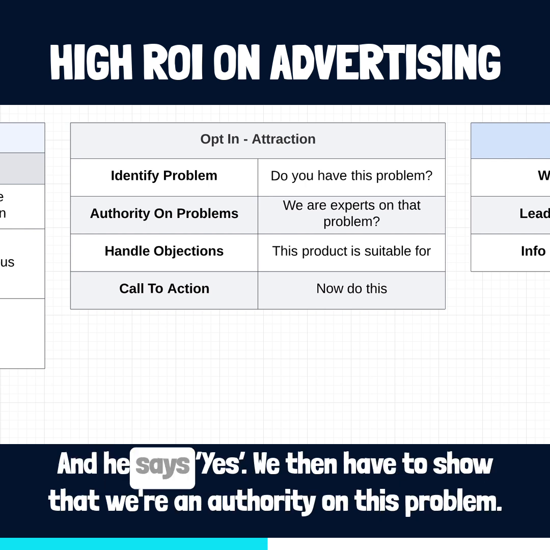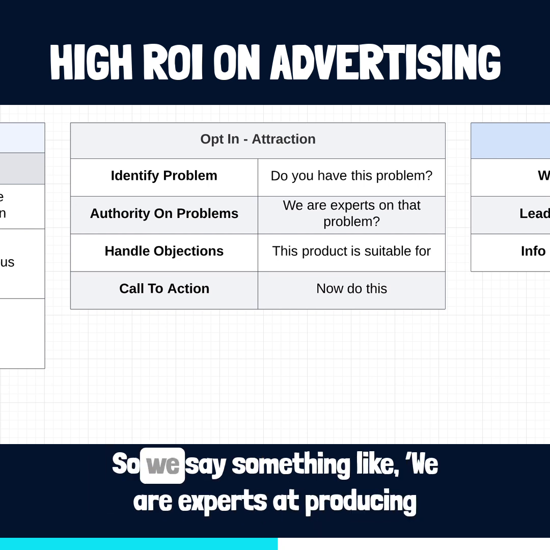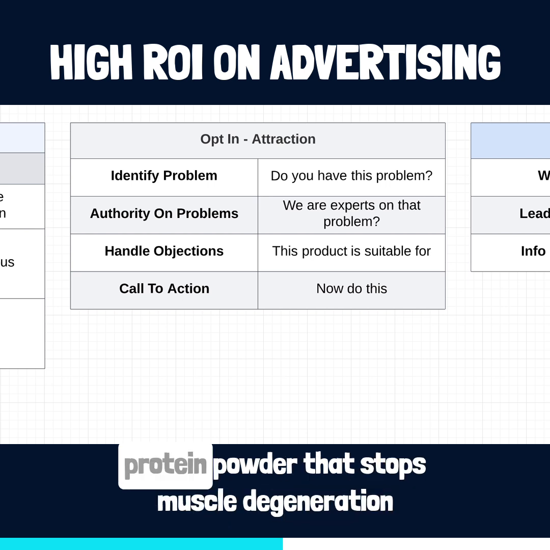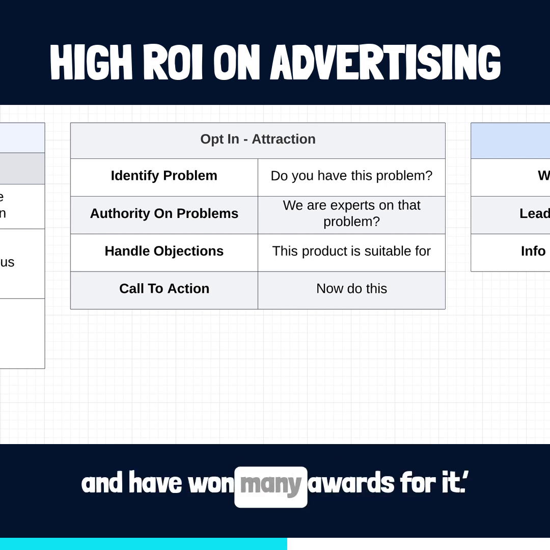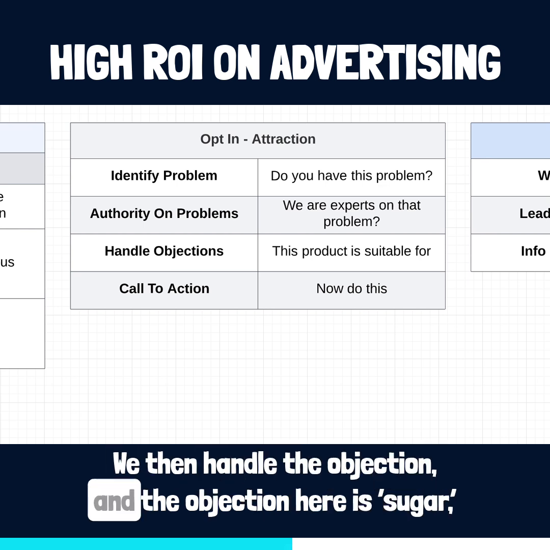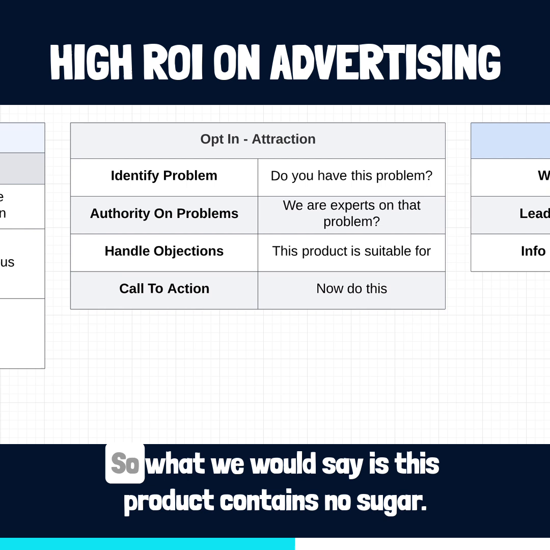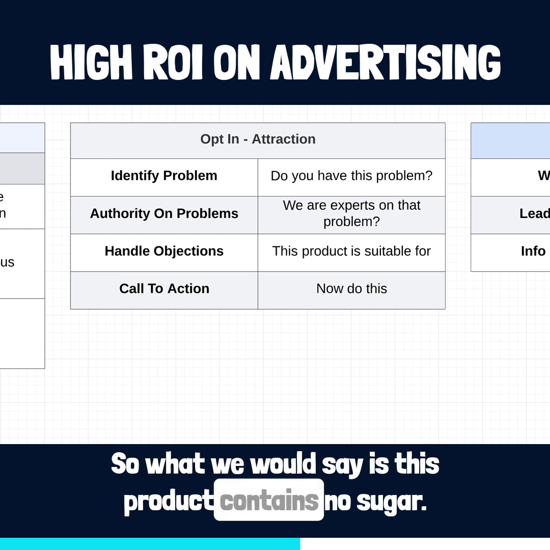And he says yes. And we then have to show that we are an authority on this problem. So we say something like, we are experts at producing protein powder that stops muscle degeneration and have won many awards for it. We then handle the objection, and the objection here is sugar. So what we would say is this product contains no sugar.